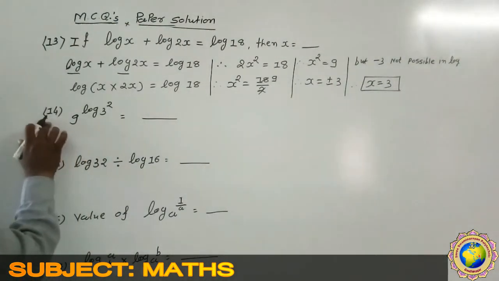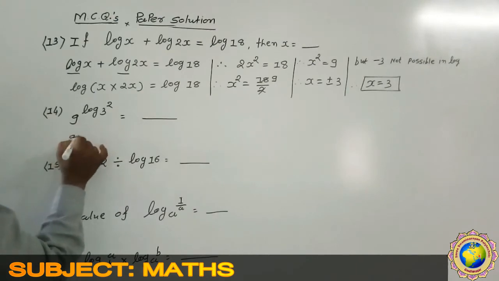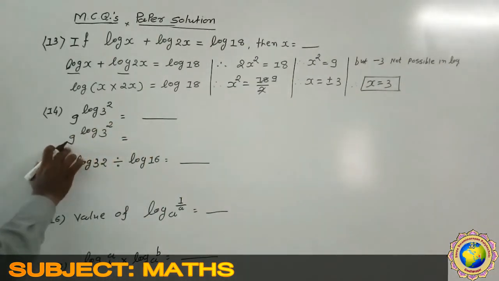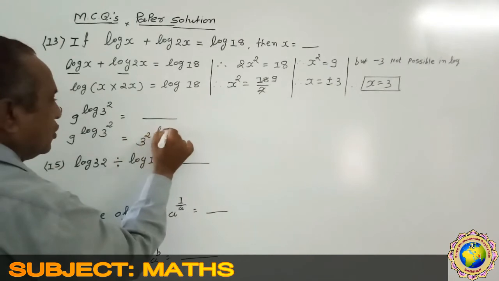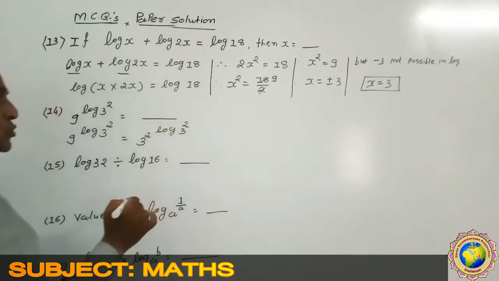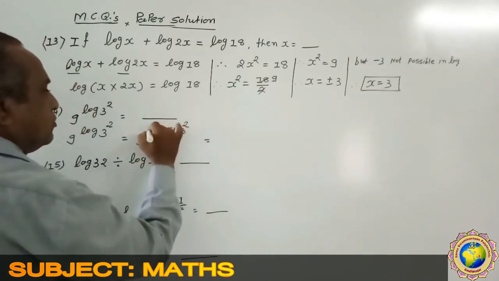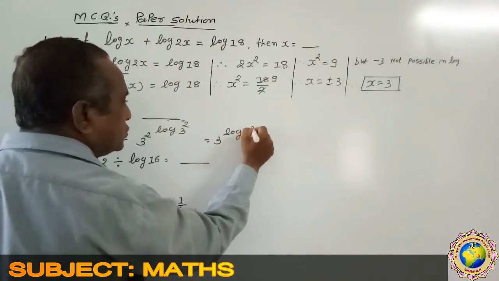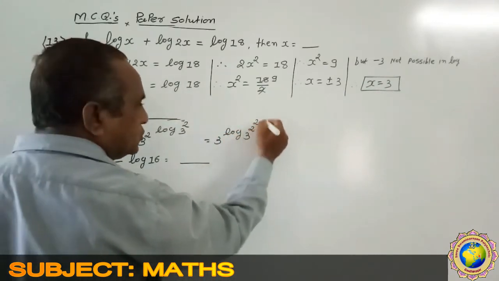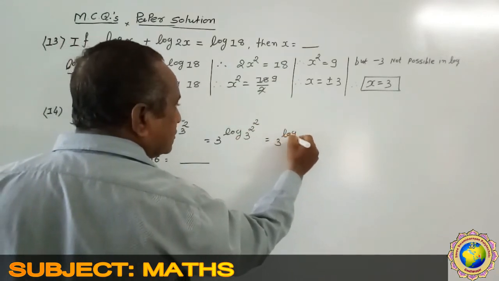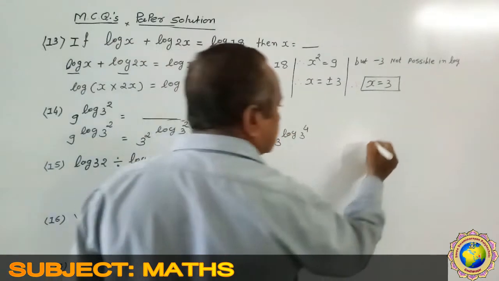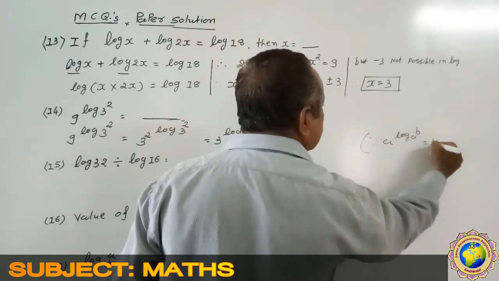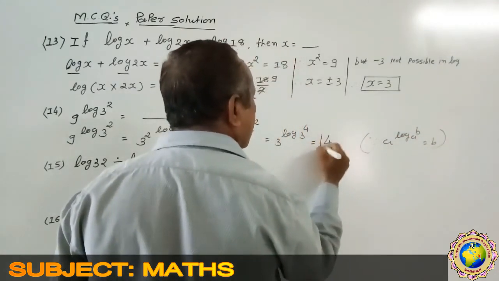Here 14 MCQ, 9 raised to log 3 base 2. So first here base 3, then 3 square raised to log 3 base 2. So 2 goes to the power. So here 3 raised to log 3 raised to 2 raised to 2. Then 2 raised to 2 is equal to 4. Then 3 raised to log 3 raised to 4. But our formula is A raised to log A of B, that is B. So here answer is 4.